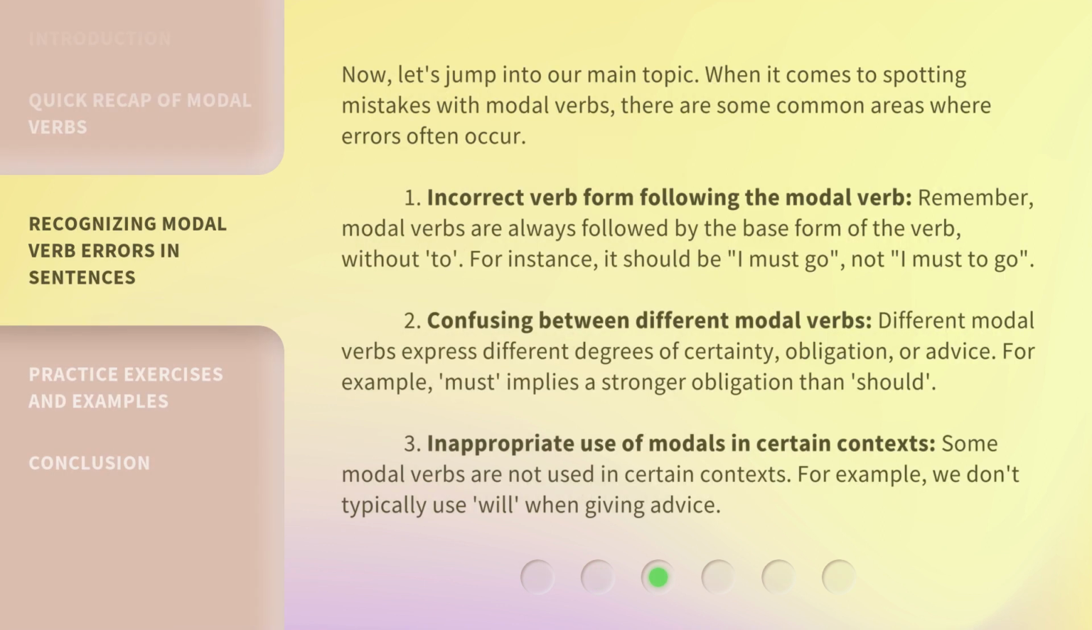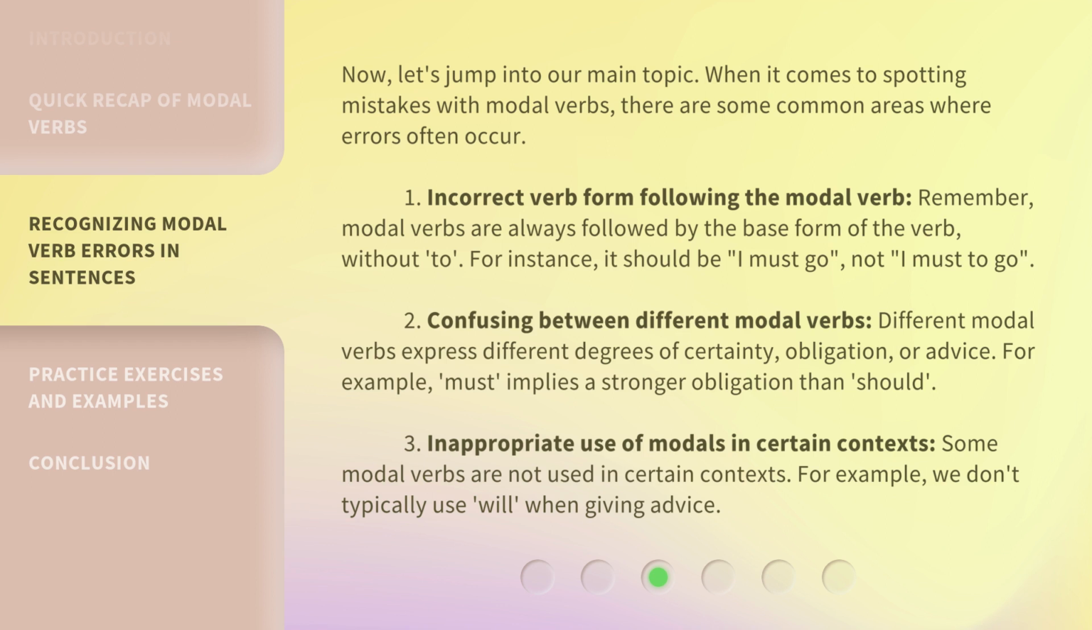Now, let's jump into our main topic. When it comes to spotting mistakes with modal verbs, there are some common areas where errors often occur. 1. Incorrect verb form following the modal verb. Remember, modal verbs are always followed by the base form of the verb, without to. For instance, it should be, I must go, not, I must to go.